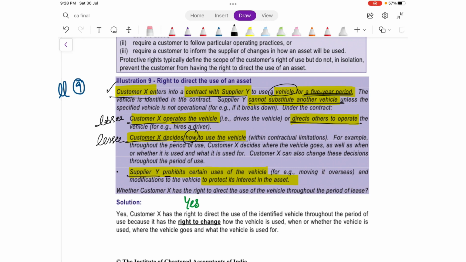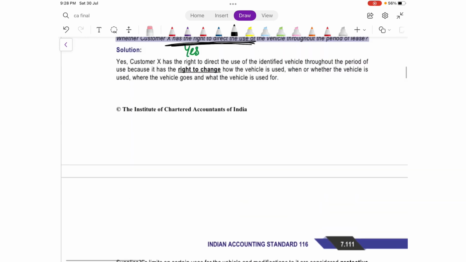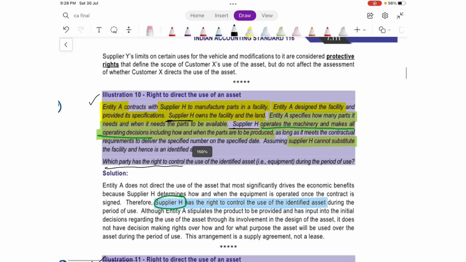But supplier Y prohibits certain uses of the vehicle to protect its interest. So if there are any restrictions for the supplier's protection, that is fine. I told you, you need not take that into consideration while seeing who has the right to direct the use of the asset. Since the operating right is also with the lessee, and how to use the vehicle, that right is also with the lessee only, therefore here the right to direct the use of the vehicle is with the lessee only. So that was illustration number 9.